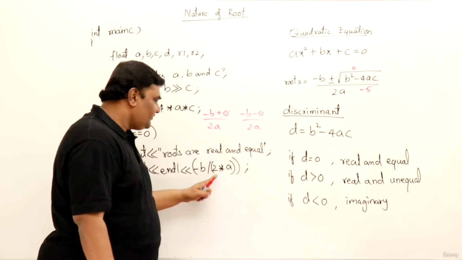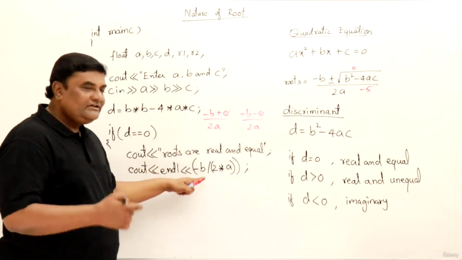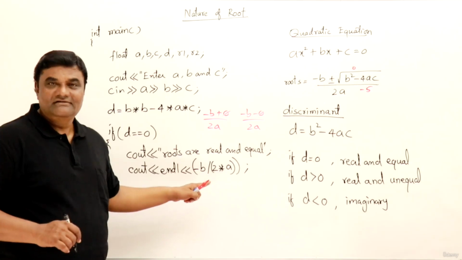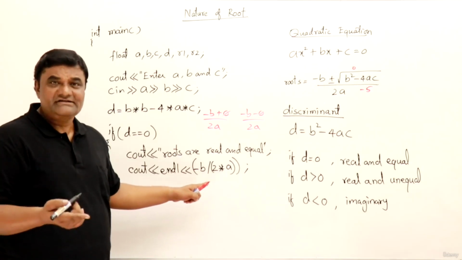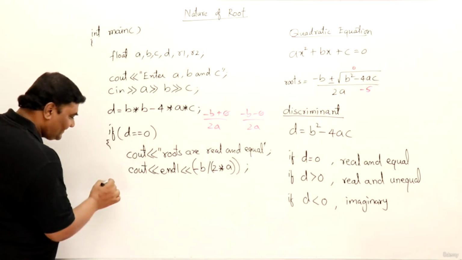So this entire result you get, right? Roots are equal, real and equal, then you get the result. There is a single value, they are equal now, so it's a single value. This is inside if d is equal to 0.